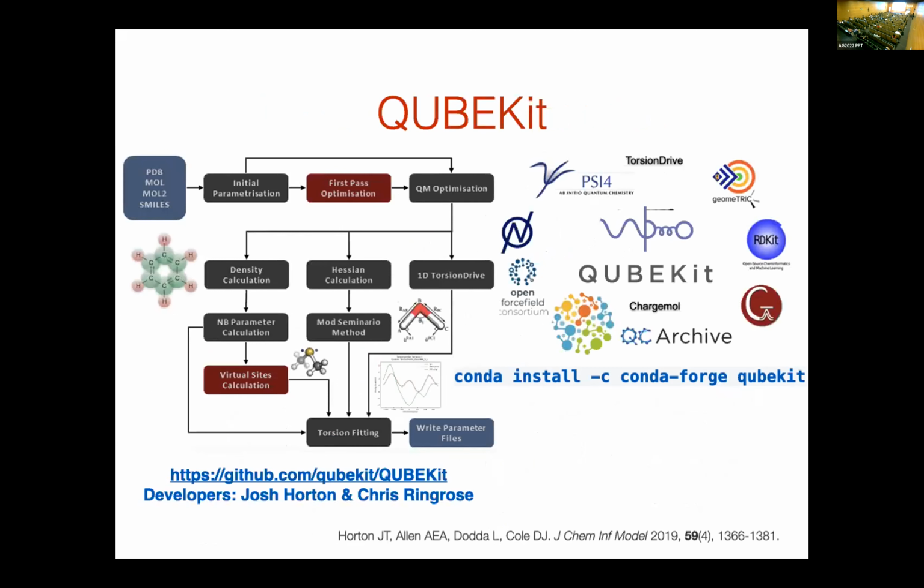So if you want to try that out, you can. It's all available in our QUBEKit software. It's all fully automated. So the molecule comes in the top left, goes through some initial parameter preparation, and we calculate the electron density, do the atoms in molecule analysis, and get all of the non-bonded parameters. I haven't talked about the bonded terms here, but we can get bonded terms from the Hessian matrix and from torsion drives, and we can write those force fields into OpenMM XML files, for example, for all your molecular dynamics needs.